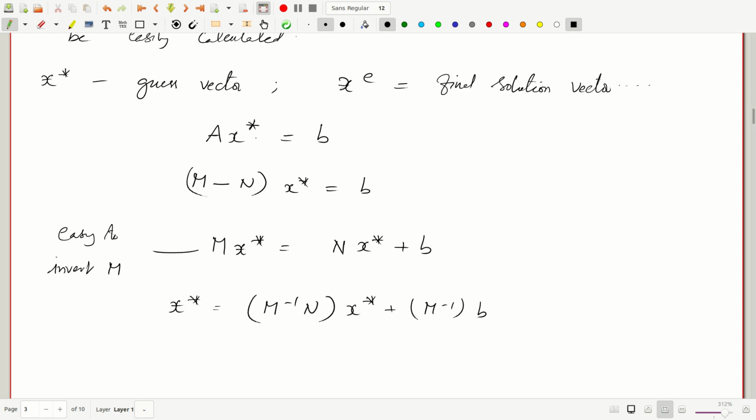In case you have difficulty realizing that these are equal, you can even say that this is the x exact. Basically this is the guess value that we started off with, which we can even call just x. So A x equals b, and then we have x equals M inverse N x plus M inverse b. Now using this particular step, we can construct an iterative scheme.